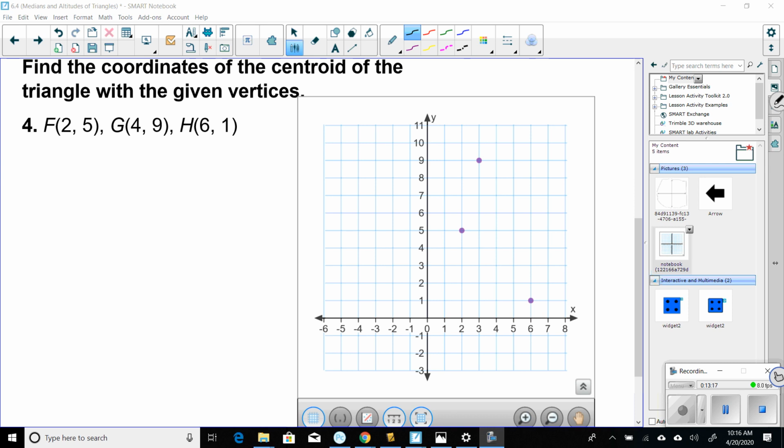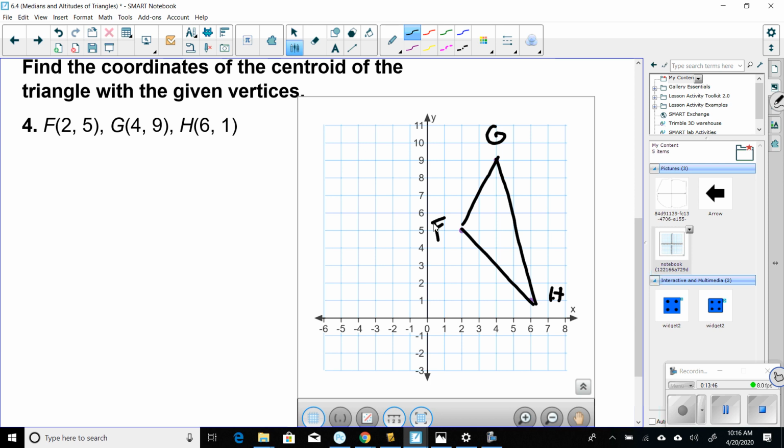So I just placed my 3 vertices on here. I have 2, 5, which is F. I have 4, 9. Whoops, I put that in the wrong spot. Let's try that again. So 4, 9 is G, and I have 6, 1 is H. So this is my triangle. And I want to find the coordinates of the centroid.